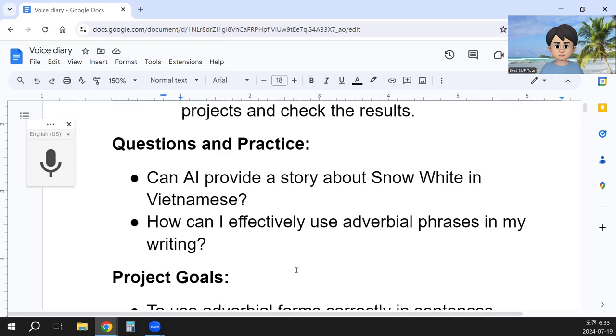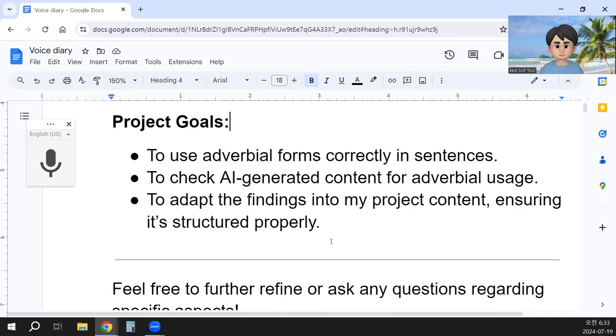Question and practice. Can AI provide a story about Snow White in Vietnamese? How can I effectively use adverbial phrasing in my writing? Project goal: to use the adverbial form correctly in sentences. I check the AI and generate the content for adverbial usage. I adapt the findings into my project content, ensuring it's structured properly.